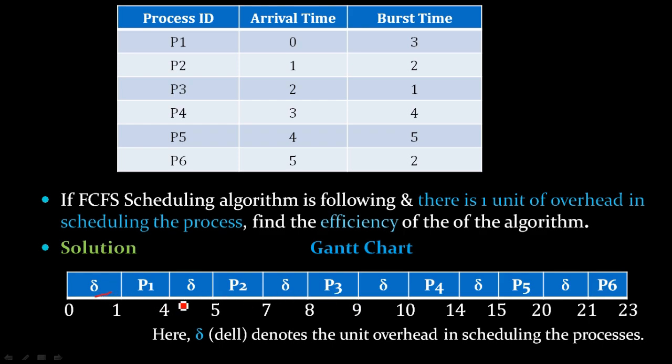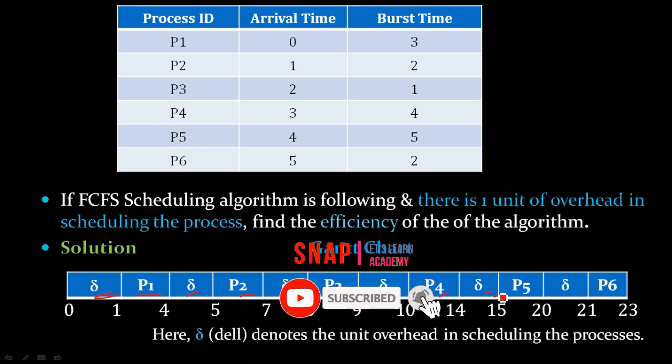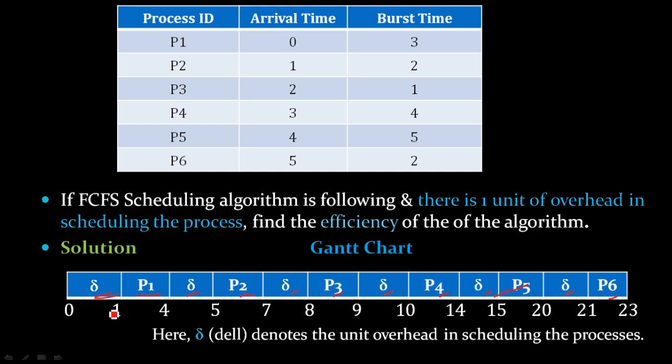Means before we schedule the process P1, there is one del of 1 second. This is the overhead, and then we schedule the process P1. Then again there is a del before scheduling P2, and again a del before P3, a del before P4, del before P5, del before P6. Likewise, we are adding this del, one unit of overhead, in scheduling each process.